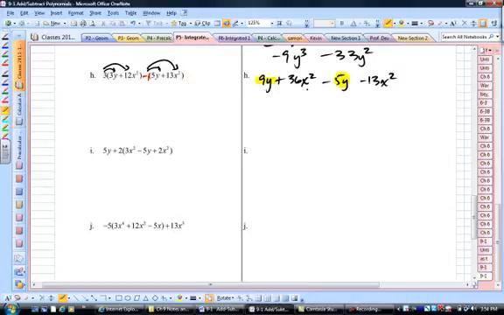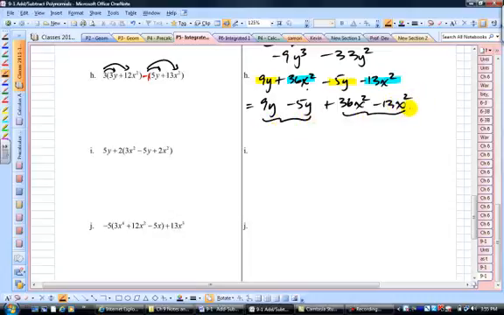Okay, regroup. It's going to sound like a broken record pretty soon because I'm going to repeat my directions over and over again. Hopefully you guys will get it after a while. So I got to regroup here. Keep the signs. Remember, 36 is positive because it's being added there. 13 is being subtracted. Okay, and now step 3, we have to combine. So 9y minus 5y is 4y. 36 minus 13 is 23, so plus 23x squared. And you're done.